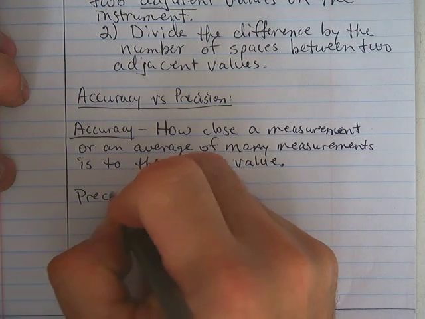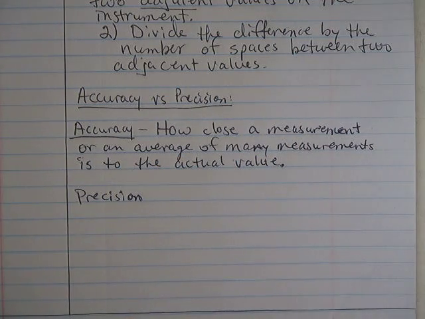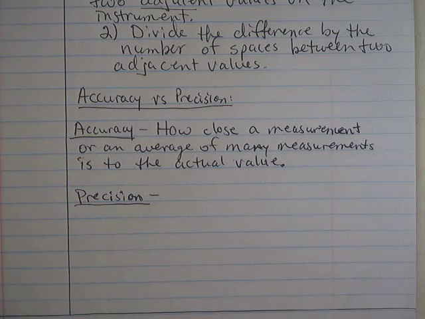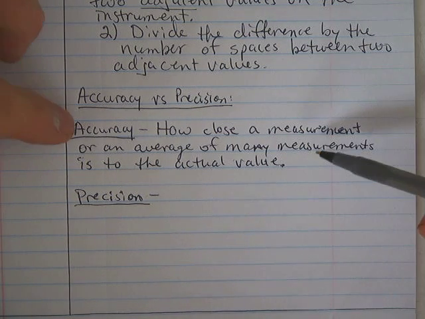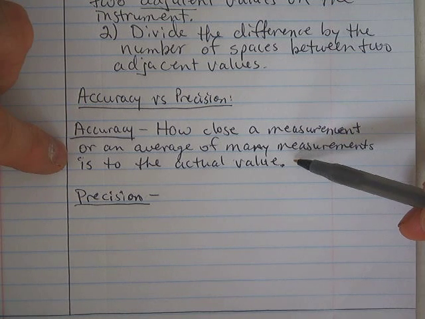Precision, on the other hand, for a single measurement tells me how many significant figures there are. 21.67 centimeters is more precise than 22 centimeters. The more significant figures you have, the more precise the number is. So for precision, I might write down 2 separate definitions because it depends on whether you have just one measurement or many. Accuracy is basically the same definition: you either have a single measurement or an average. How close is it to an actual value?